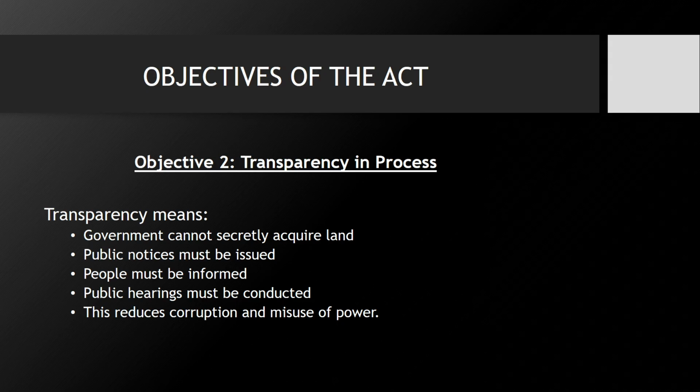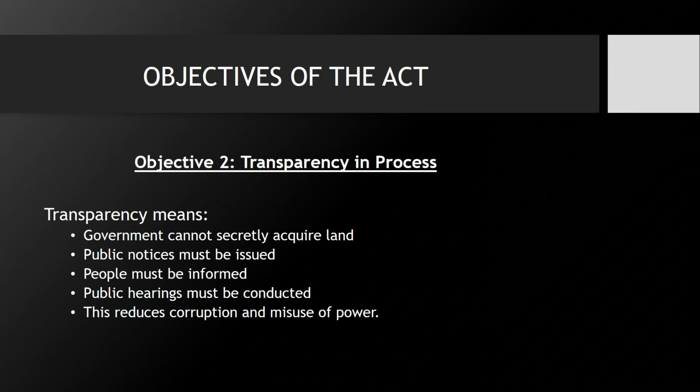Okay, this was the first objective. What was the second objective? The second objective was transparency in the process. So what does transparency mean? You all know. Government cannot secretly acquire land. Public notices must be issued.